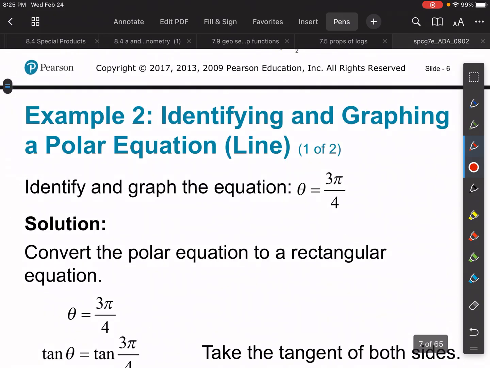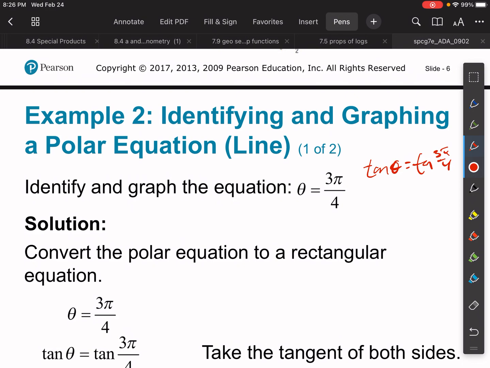Example 2 says now identify and graph a polar equation that looks like a line. Okay, so notice here they gave us a theta of 3 pi over 4. Okay, so the same thing, we're going to try to convert this to rectangular. If I'm going to convert this to rectangular, one of the easiest things to do is to take the tangent trig function, because we know that that gives us an x and a y, and that's what we need, is an x and a y. So I could take the tangent of both sides. I could say tangent of theta is equal to the tangent of 3 pi over 4.